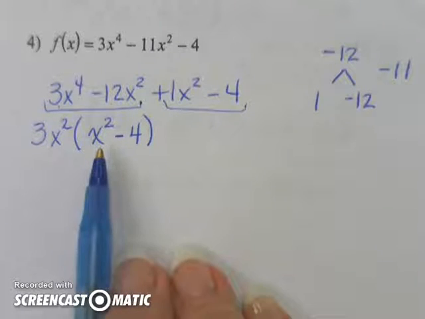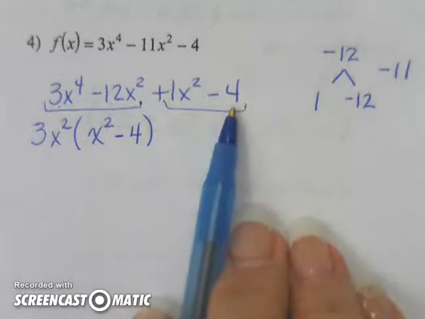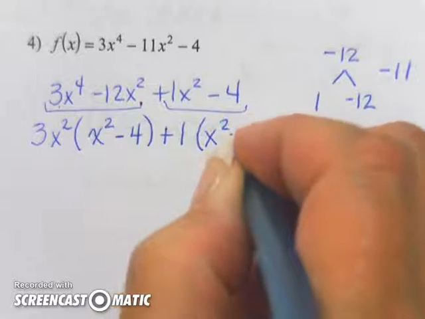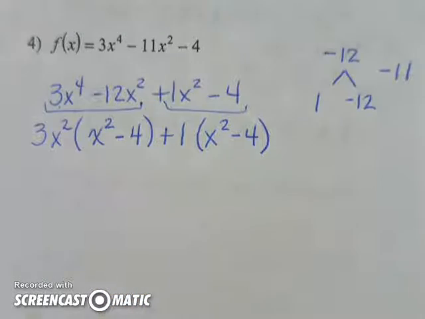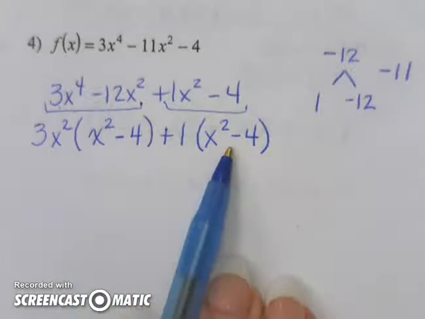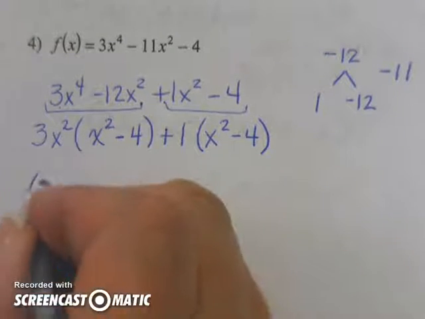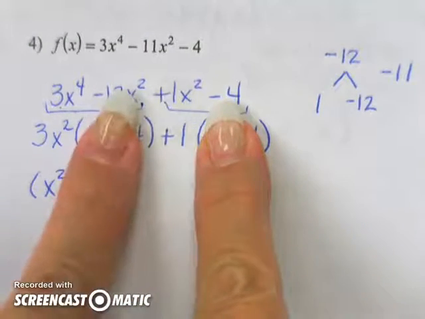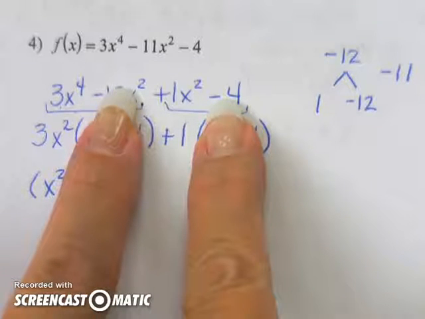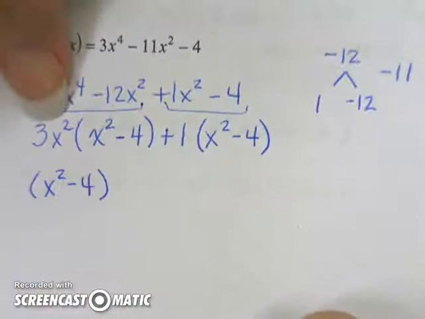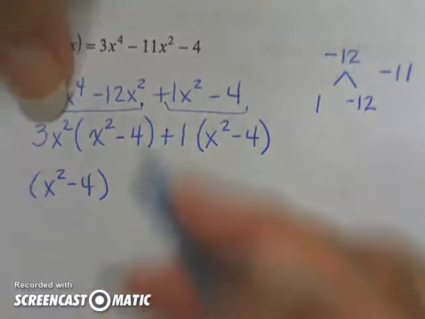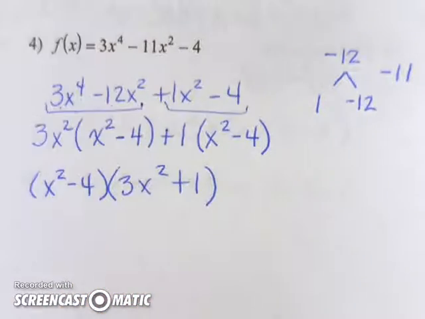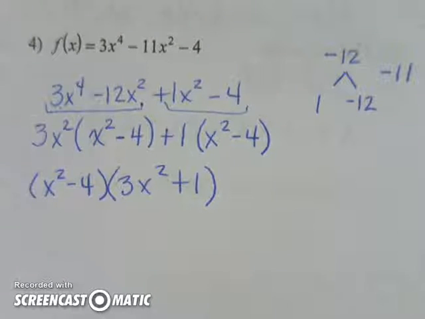The thing that I noticed is this parenthesis is the same as this. So I'm merely going to take out a positive 1. And then I have the same thing left in my parenthesis. Since both of my parentheses are the same, I will take that out of both problems. And what is remaining is what will go into my second parenthesis, the 3x squared plus 1. And I have now factored this polynomial.